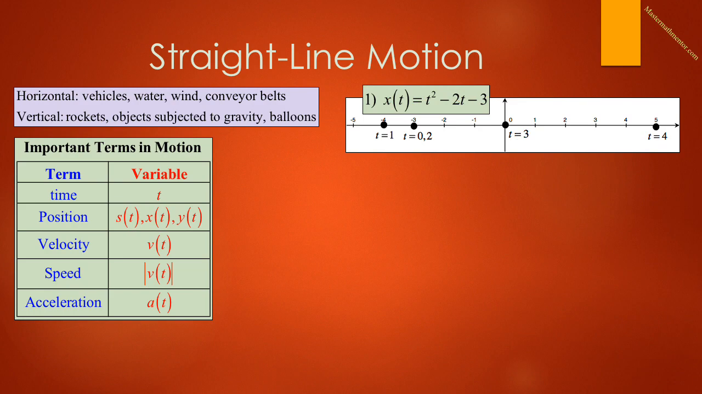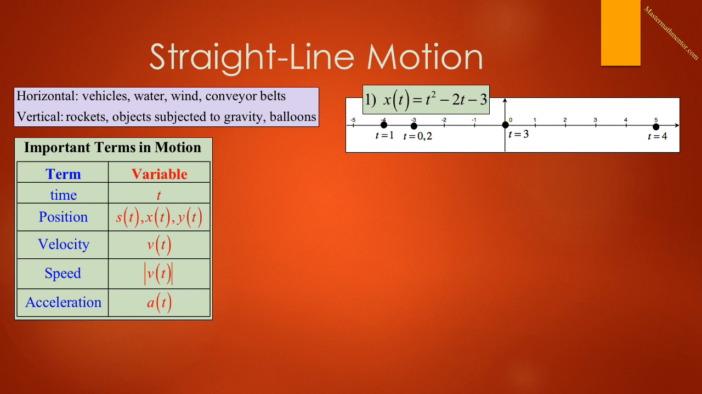Suppose a particle is moving along the x-axis, and its position is given by x of t is equal to t squared minus 2t minus 3. We look at a number line and we evaluate the expression x of t at values t equals 0, 1, 2, 3, 4, and 5.